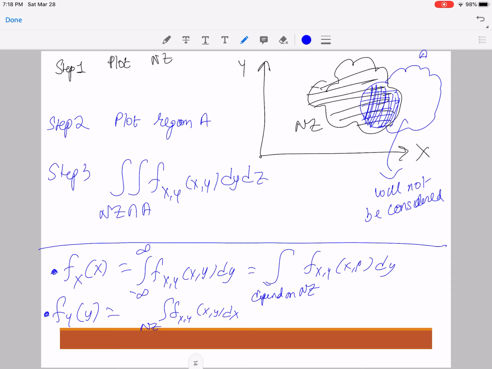Another kind of problem that you'll be interested in is to find constants in the joint PDF. To find constants, use this principle. Double integration of the joint PDF over the region of non-zero probability gives you a value equal to 1. This equation will help you to solve for the constant that is hidden in the joint PDF.